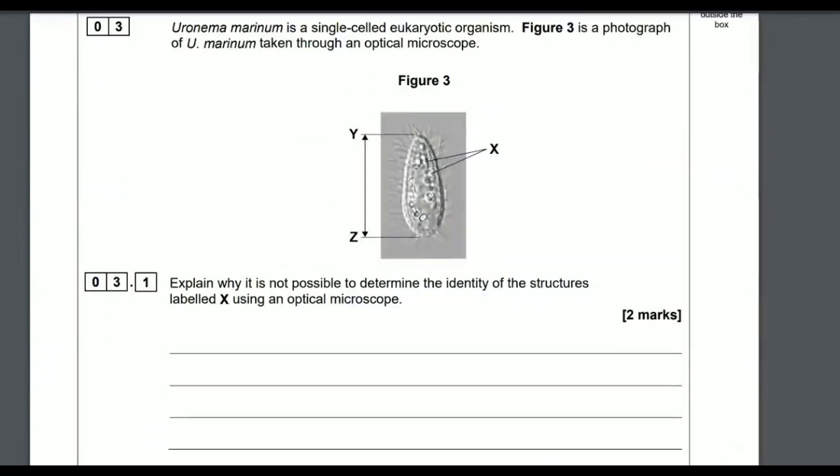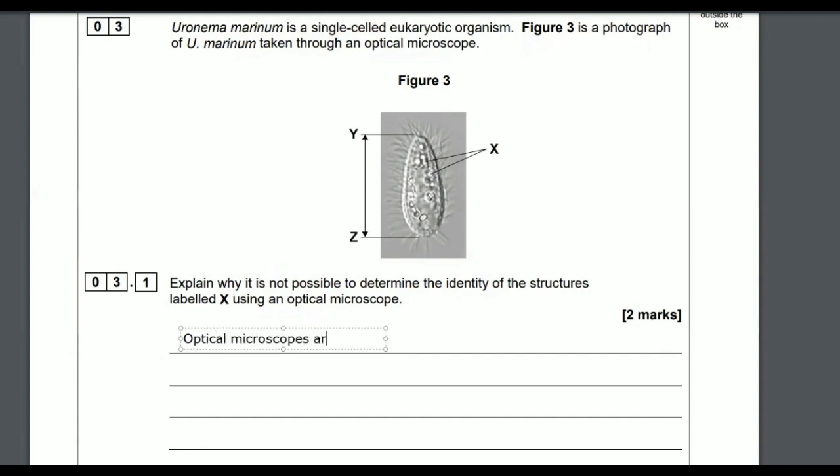All right, we've got a magnification question, a microscopes question here. So we have Uronema marinum, a single-celled eukaryotic organism. U. marinum taken through an optical microscope. So here's a photograph or image. 3.1, explain why it is not possible to determine the identity of the structures labeled X on an optical microscope.